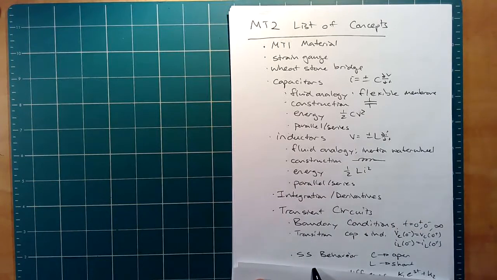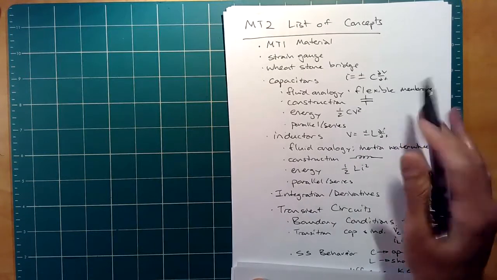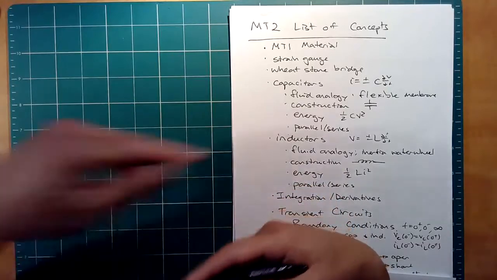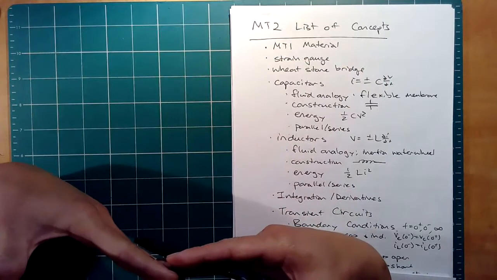Okay, steady state behavior. In steady state, a capacitor behaves like an open circuit and the inductor behaves like a short circuit, right? And you can go back to your physics here. Once that flexible membrane is there, there's no more change. If there's no more change in voltage, it doesn't allow any current, and it just holds itself.